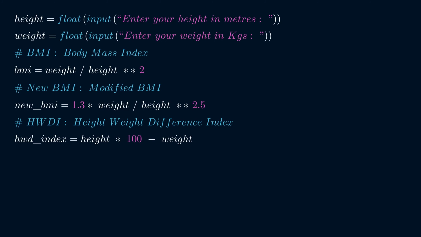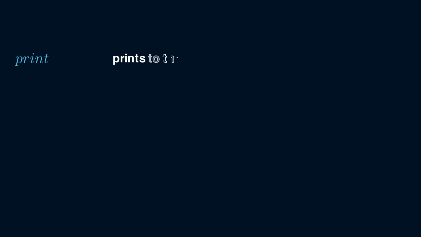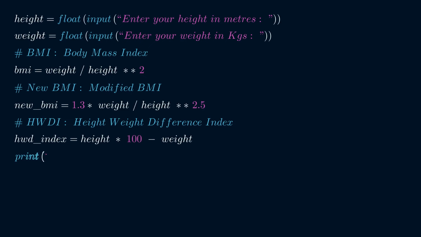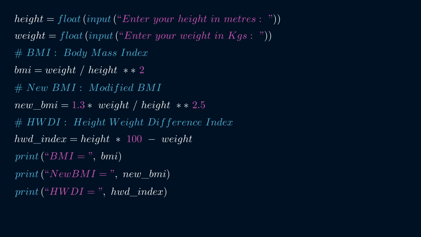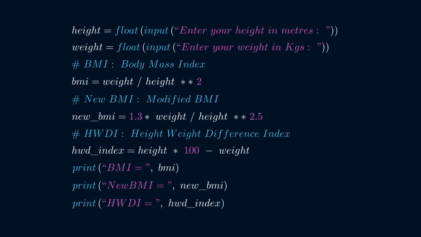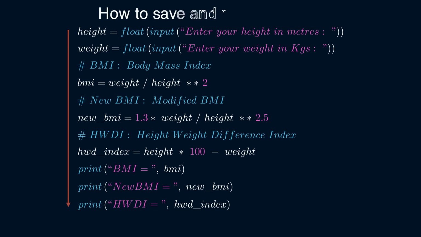Finished now? Not yet. Our program must display the final results to the user. Print is the built-in function for that. It prints the passed values to the screen. Let's add the print statements to the end of our program. Finished? Yes, finally. We have written our first program. When run, Python will execute them from top to bottom, first statement executed first, then next, and so on. How to save and run this?